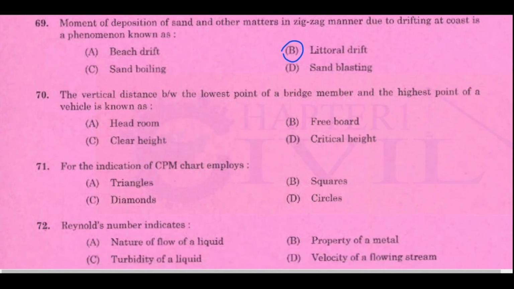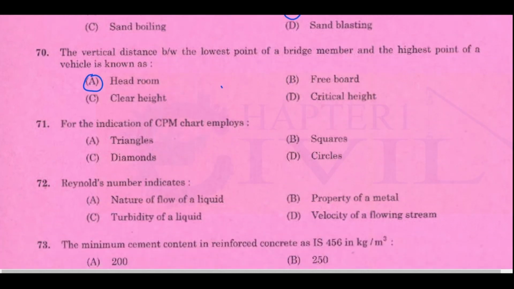Question number 70. The vertical distance between the lowest point of a bridge member and the highest point of a vehicle is known as headroom, freeboard, clear height, critical height. It is headroom. The vertical distance between the lowest point of the bridge member and the highest point of the vehicle is known as headroom.